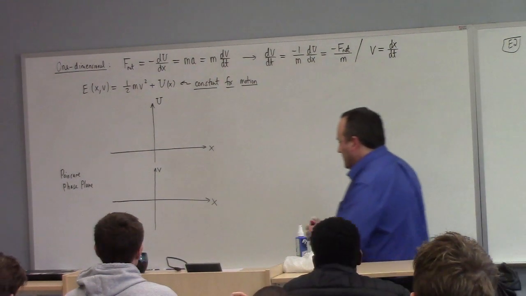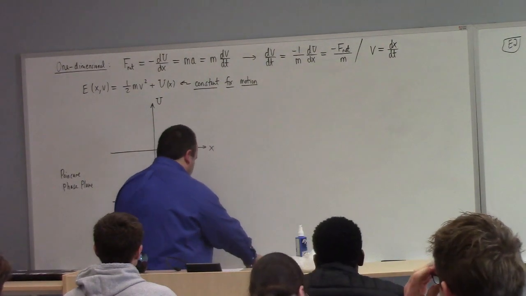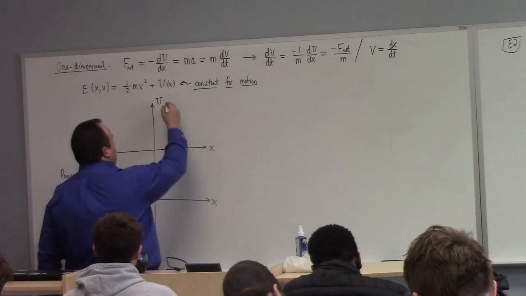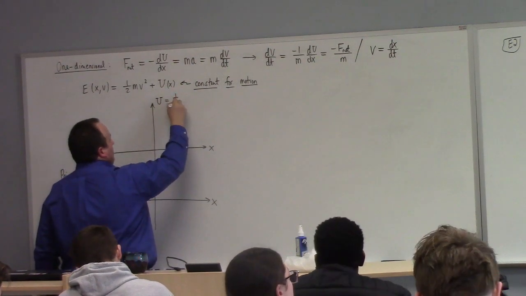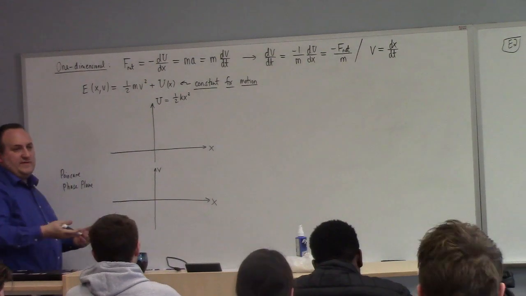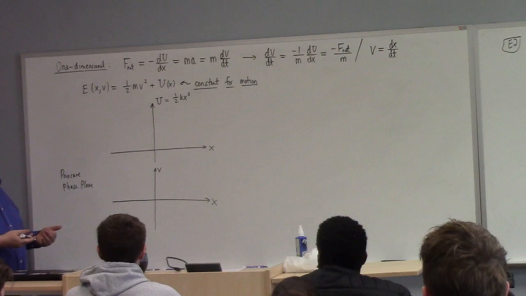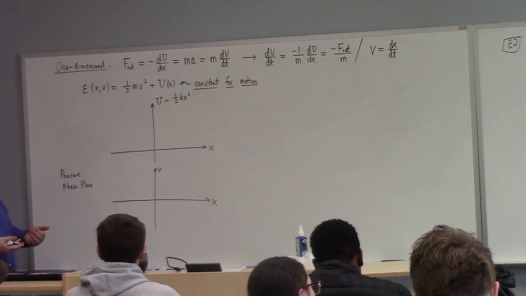And here's how it goes. What's the formula for the spring? What do we have? U is what? 1/2 kx squared, right? What's that look like? Would it be negative 1/2 squared? No, it would not. It's 1/2 kx squared.